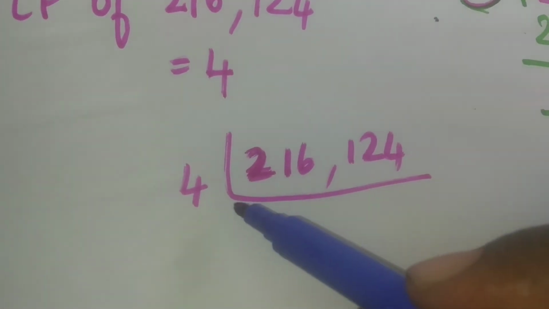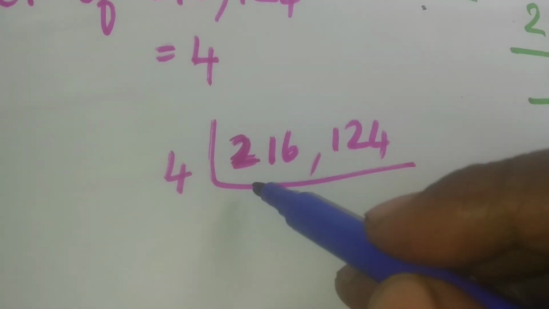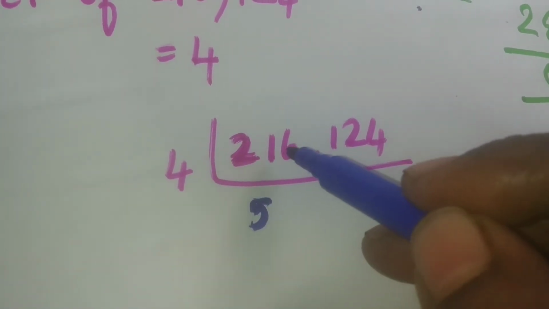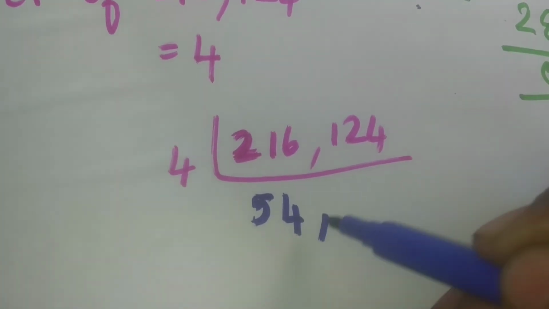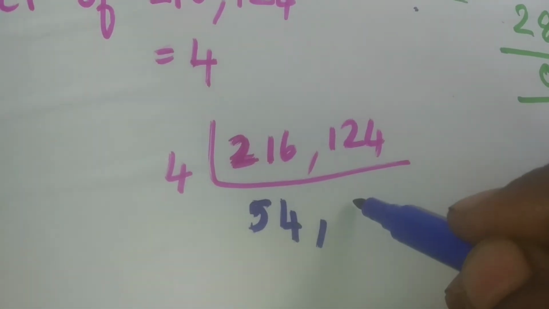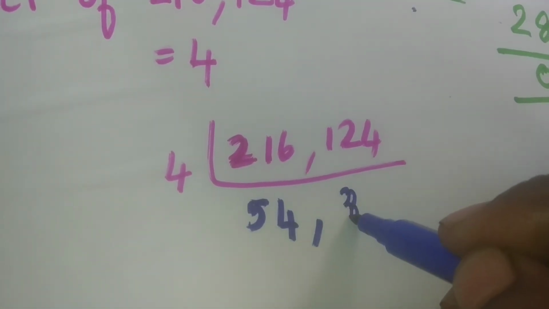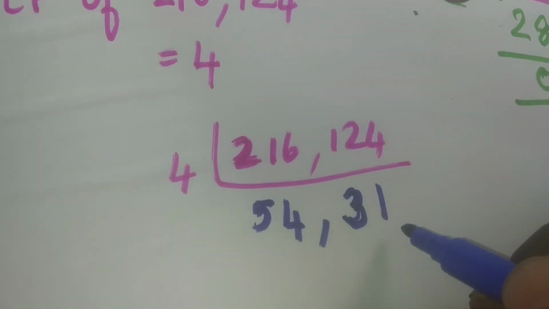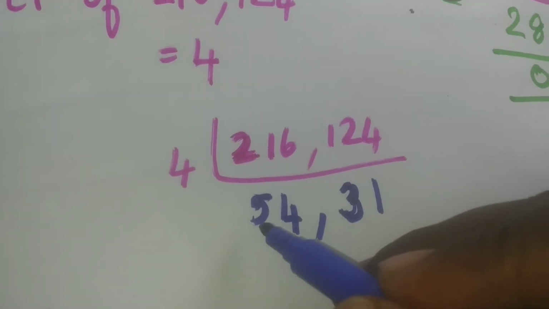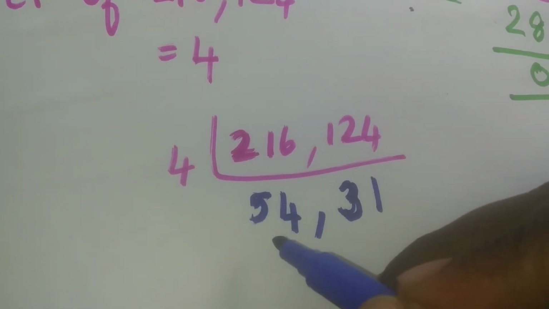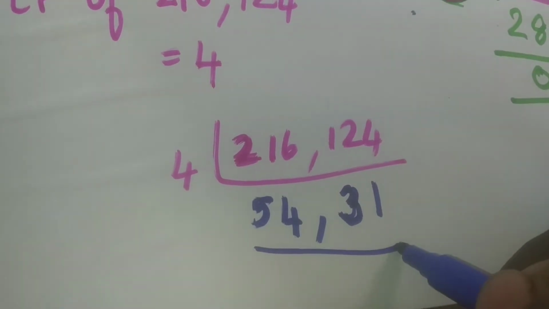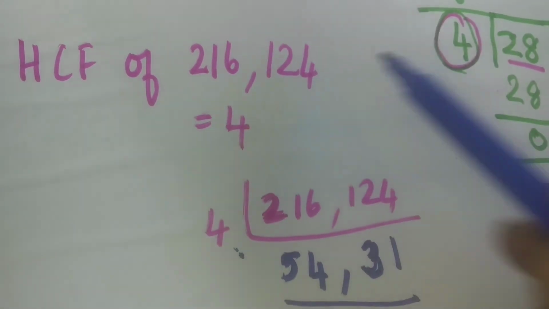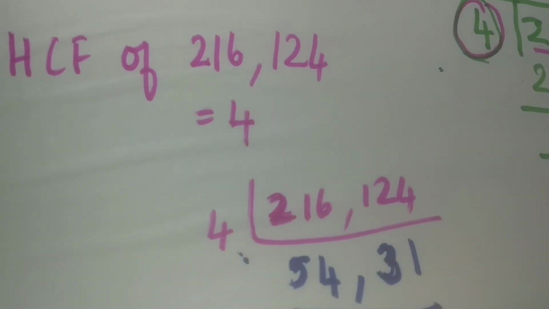If we check this, what do we get? 4 5s are 20 and 4 4s are 16. 4 3s are 12. 4 1s are 4. So 31 is a prime number, so we won't get any common factor, isn't it? So 4 is the highest common factor of 216 and 124. So have you understood, children?